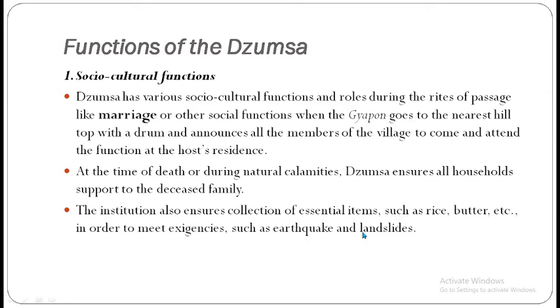Now, as far as Zumsa functions in relation to socio-cultural functions are concerned, whenever any important functions are being organized, the Zumsa will always have a very important role to play. Apart from that, at the time of death of a person or during natural calamities, these institutions will ensure that every household supports the family in distress. They will also from time to time collect essential items such as rice, butter, etc. and stock them in a granary or in a proper place so that whenever any natural calamities like earthquake or landslide happen, they can use those goods stored in the granary or in the godown and survive with it.